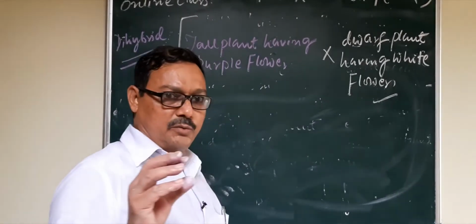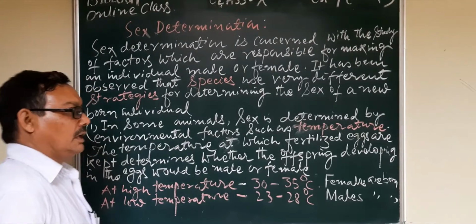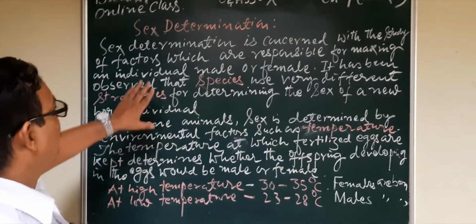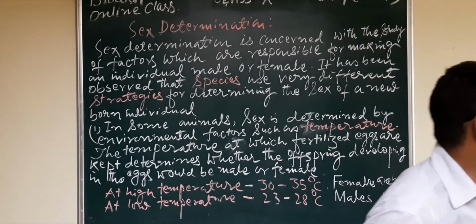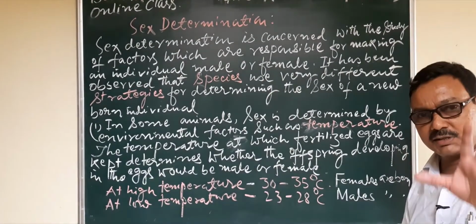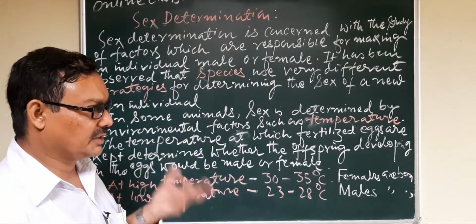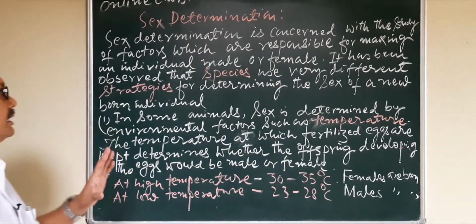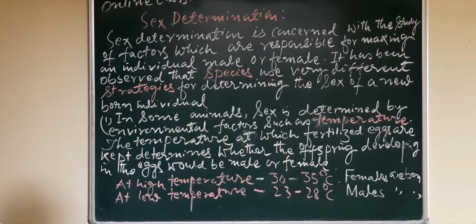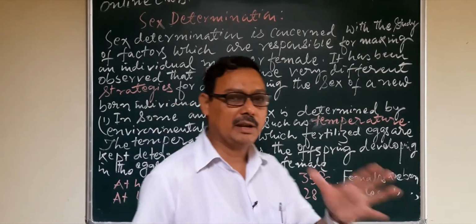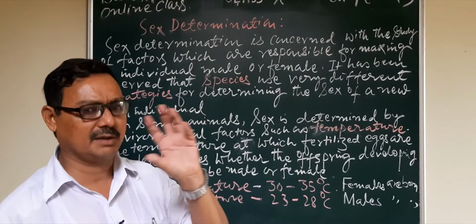Okay, now we will know about the sex determination in human being. The sex determination, here sex determination, that means what, which factor is responsible to decide whether an offspring is a male or female. Sex determination is concerned with the study of factors which are responsible for making an individual male or female. Whether the individual will be male or female, it will be decided by some factors.